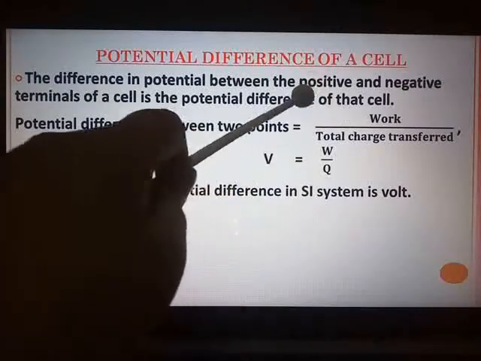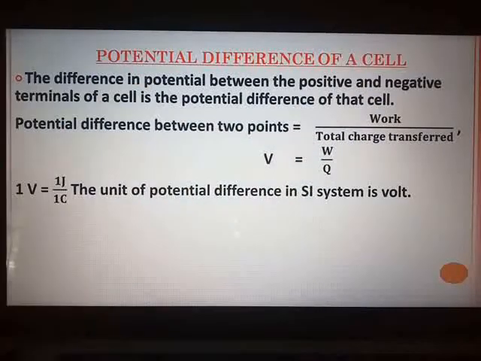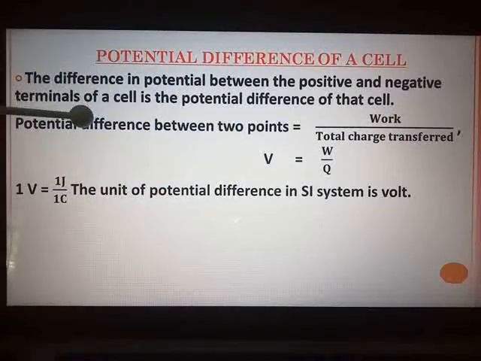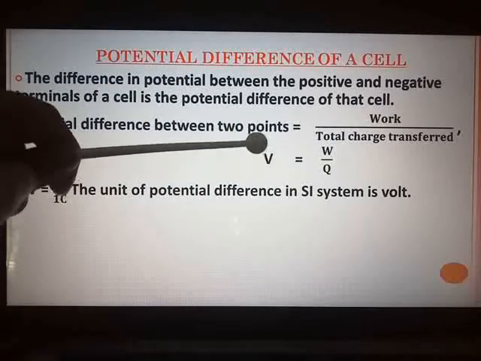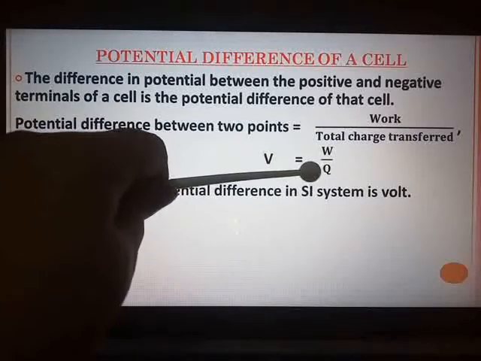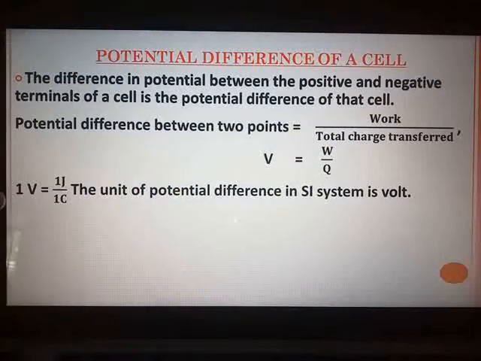Work done in carrying the electric charge from point A to point B, that is from a positive to a negative terminal. So, work upon total charge transferred. Potential difference can be indicated by a capital V. V is equal to W upon Q, where Q is the charge. And potential difference is 1 volt when 1 joule of work is done in moving a charge of 1 coulomb from one point to another.